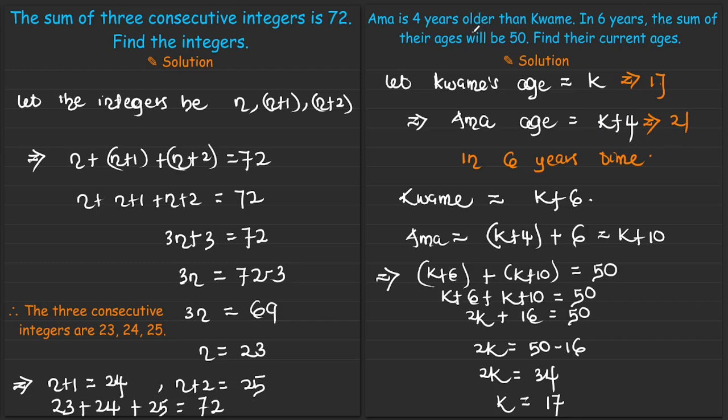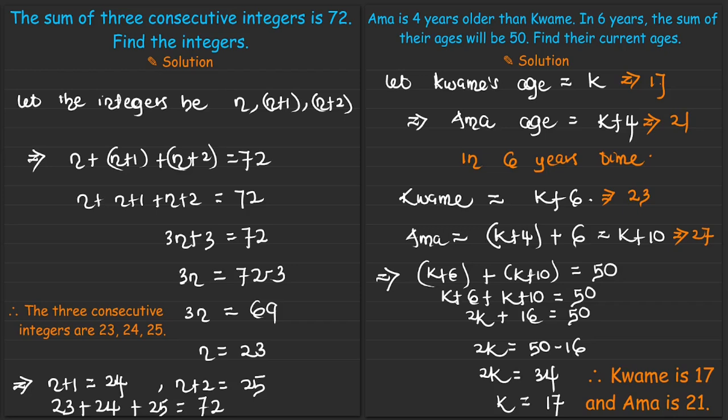Now let's check if the sum of their ages in 6 years' time is actually 50. So k plus 6 gives us what? 23. And for Amma's age, that is going to be k plus 10, which is 27. If we add 23 to 27, we get 50, which makes our solution true. So we say, therefore, Kwame is 17 and Amma is 21 years old. Very simple, isn't it?